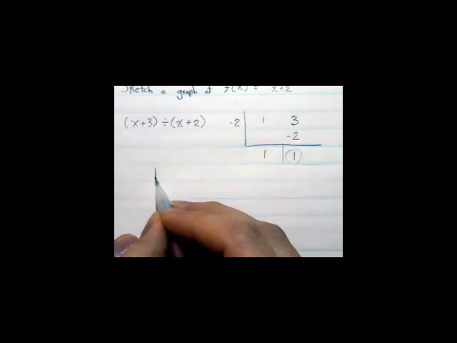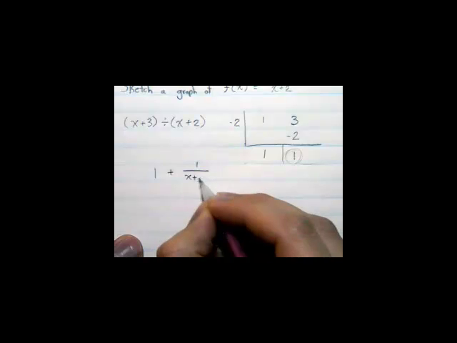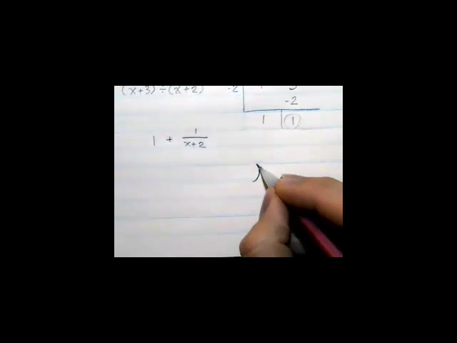To write out the result of this division that you did, it's going to be 1 plus the remainder divided by x plus 2. So it would look like that. Now if you prefer long division, it would look like this.